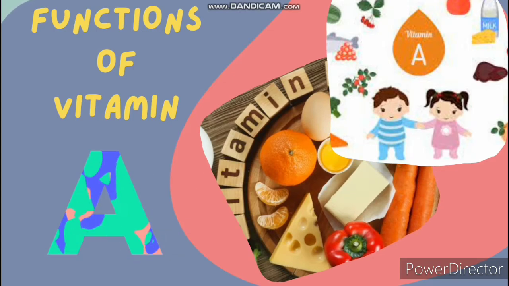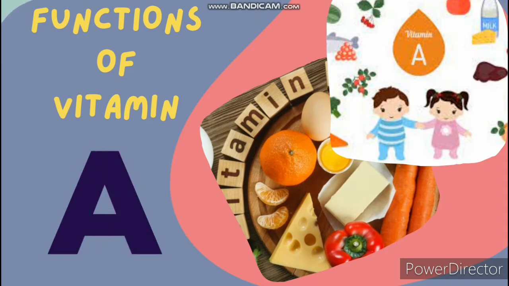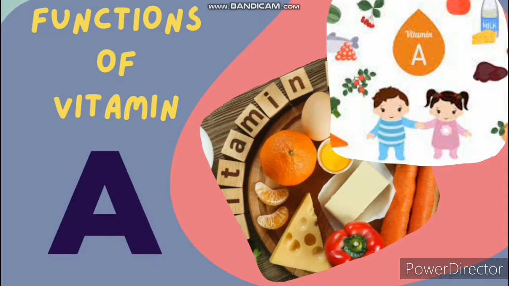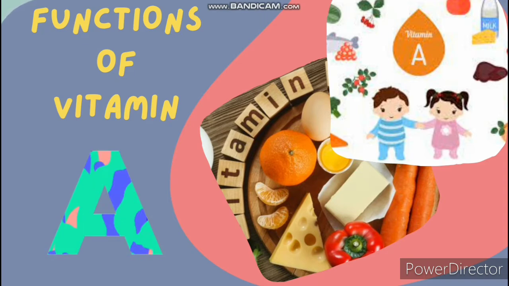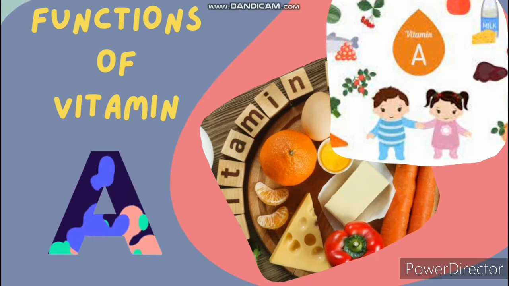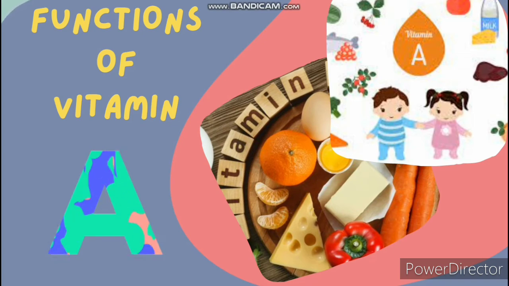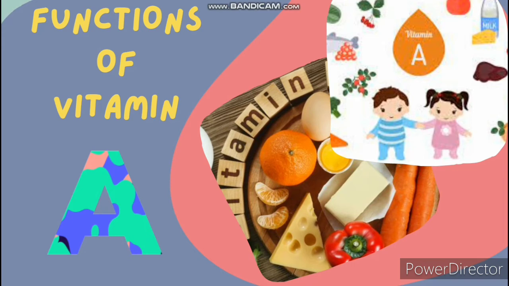Now let's start with vitamin A, functions of vitamin A. Vitamin A naturally helps our body to defend against any illness and infection. It helps vision in dim lights. It helps our vision, that is seeing, in a dim light. It keeps skin and some parts of the body, such as the nose, healthy.